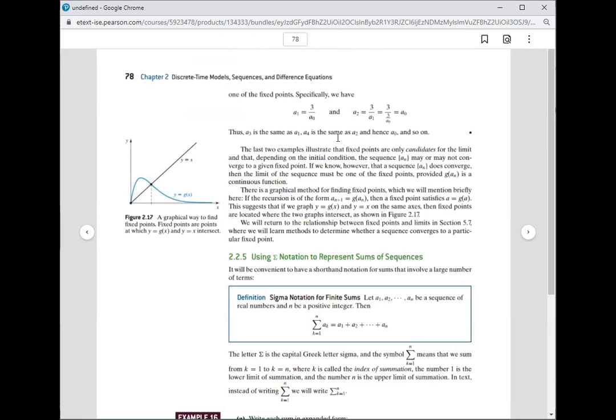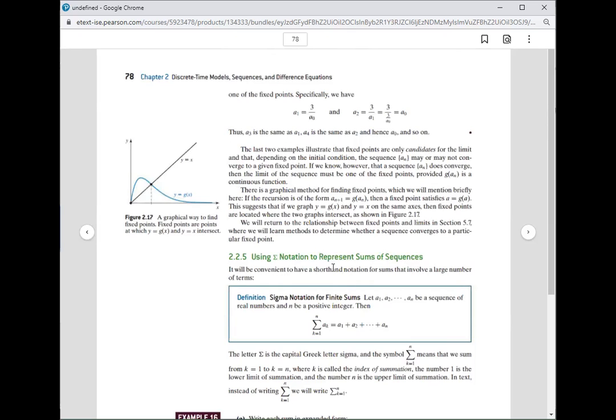The last example is one that has a fixed point. I only consider it for the limit. Okay.